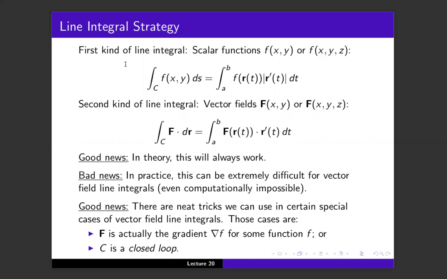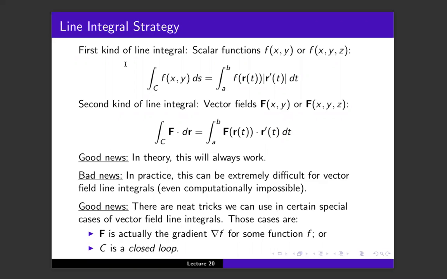Now, the good news is that these formulas, in theory, will always work. In theory, they'll always give you the answer that you want, but in practice, this is the bad news, if you're trying to find the line integral over a vector field, there are instances where that curve or that vector field are so awful that it can be really difficult to do, perhaps even computationally impossible. So you can't always do that.